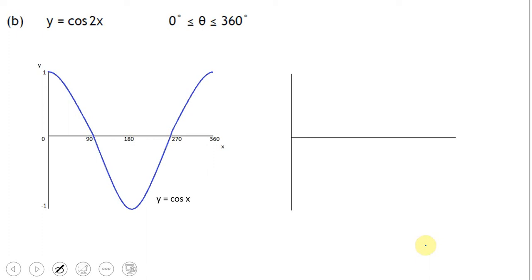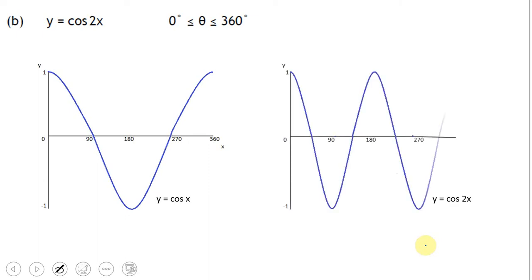Now the 2 in y equals cos 2x is where the b would be. So this means we'll see 2 copies of the cos x curve between 0 and 360 degrees. So this is what this means. You see one copy from 0 to 180, so it's squashed in towards the y-axis, and then we see a second copy from 180 to 360. And that would be a sufficient sketch of y equals cos of 2x.